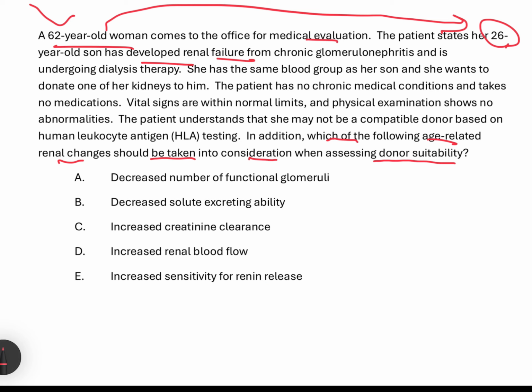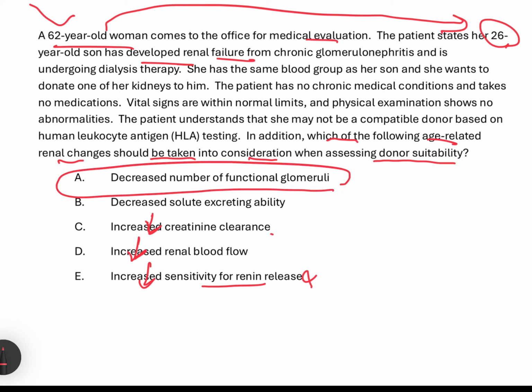So what are those? Increased sensitivity of renal release? No, there will be decreased sensitivity. There will be decreased renal blood flow, decreased creatinine clearance, and decreased fluid excretion. There will be a decreased number of functional glomeruli due to a decreased number of nephrons. The number of nephrons is going to decrease, so there will be a decreased number of functional glomeruli. We have to consider this while donating her kidney.